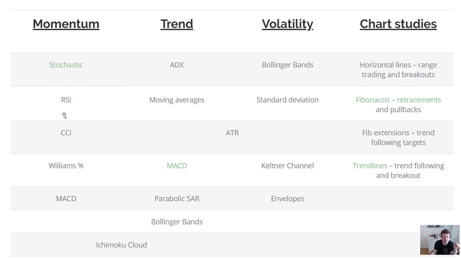So stochastics, we have the RSI, we have CCIs and the MACD. We have the general trend following indicators, which will show you trend strength, how strong the market is moving in a certain direction, which are ADX, moving averages, MACD. They fall into both categories, and the Bollinger Bands can also be used as a trend indicator.